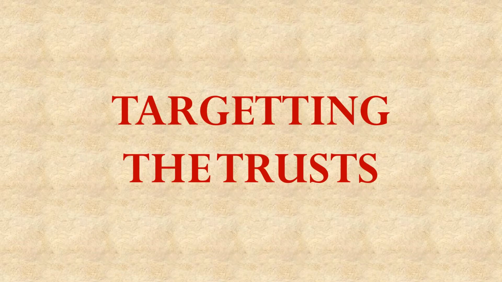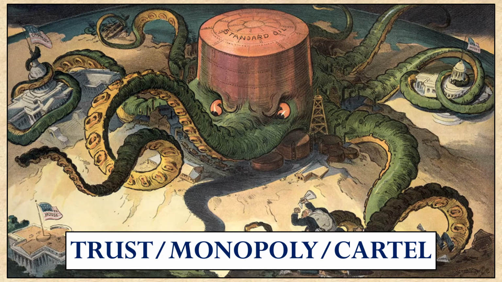The next topic in this chapter is the targeting of trusts. Now, as I discuss the targeting of trusts, you need to understand that we're talking about something that we have discussed before in other chapters, just now by a different name. A trust can be thought of as a monopoly or a cartel. They're all slightly different versions of the same thing. They are all based around the idea that one entity controls an entire segment of the economy.